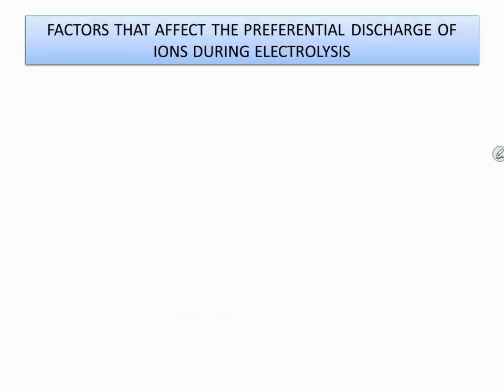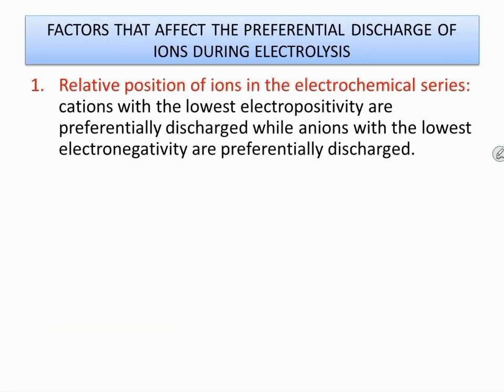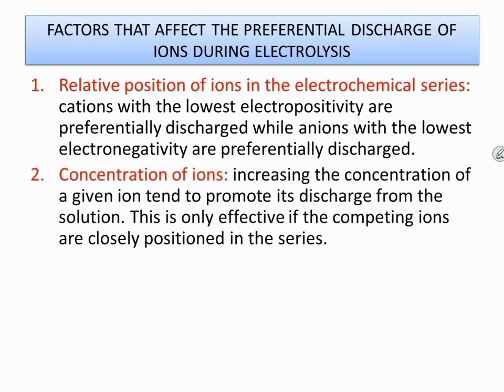Okay, factors that affect discharge preferences: one, the relative position in the electrochemical series. Like I told you, for cations, those below are easily discharged, but for anions, those above are the ones that are easily discharged. Also concentration. The one with the higher concentration might easily be discharged. So for example, even if it's at a relatively low position in the series, it can be discharged if the concentration is higher.